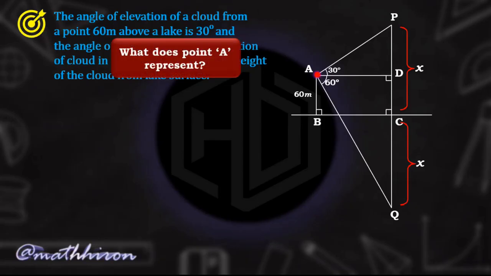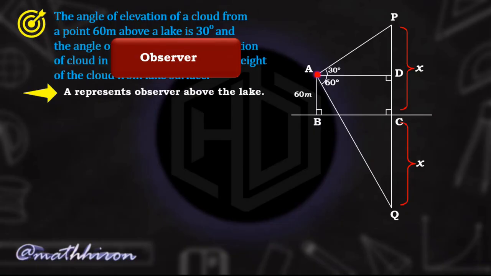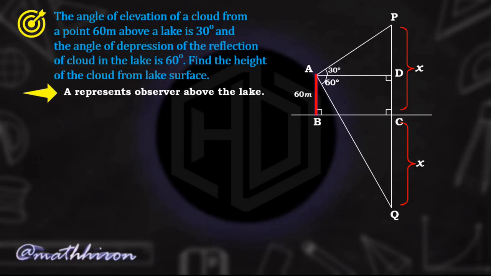Next, come to the next part. What does this point A represent? We just saw that point A is the position of that observer. So A represents the observer above the lake. You have to mention everything. Next, this AB line is the height of the observer from the lake surface, which is given 60 meters. So AB is equal to 60 meter.